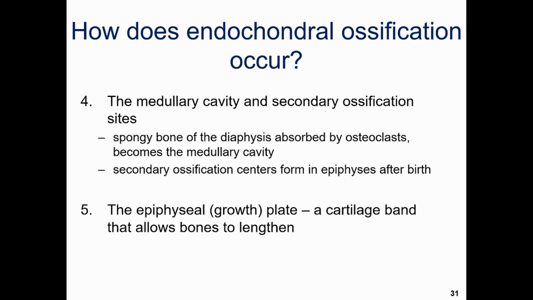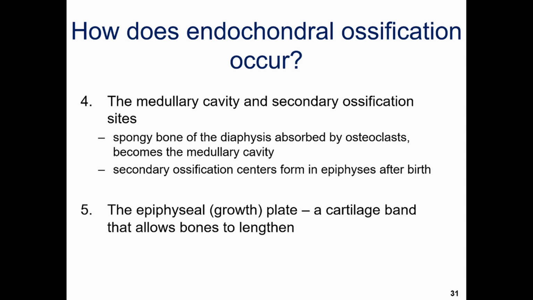After that, the inside starts to hollow out. The middle of the diaphysis, the shaft of the bone, starts to hollow out and form the medullary cavity. This is where the osteoclasts come in, absorbing any extra spongy bone in the diaphysis that's not needed. We're also going to see secondary ossification sites form up in the epiphyses, at the top and the bottom of the bone where it's rounded out. And then finally, we have an epiphyseal plate, or growth plate, that we see in the epiphysis. It's a cartilage band that runs across, and that's where the lengthening process happens.